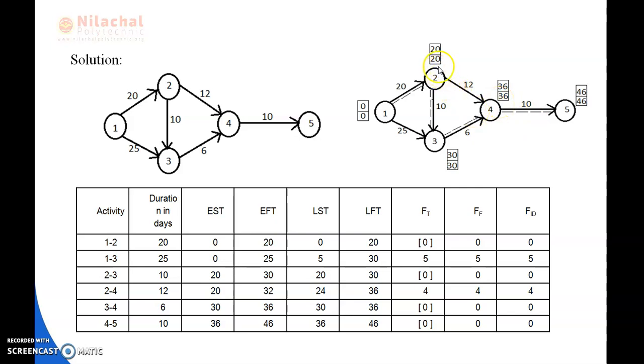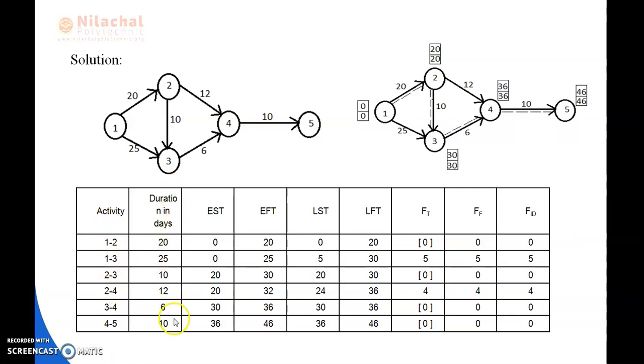36 minus 12 is 20. Here it also comes from 3 to 2, where one more activity arises. 36 minus 6 is 30, and 30 minus 10 is 20. So when two values arise, we take the smaller number. Here, activity 1 to 2 up to 4 to 5 has been written.